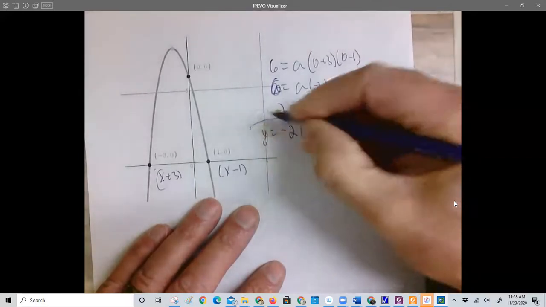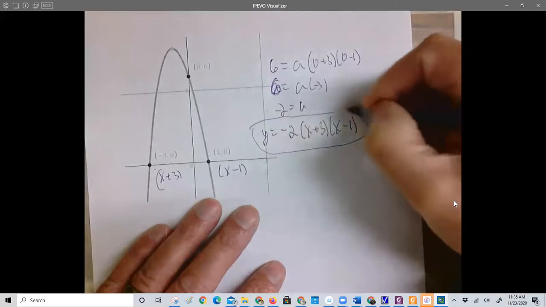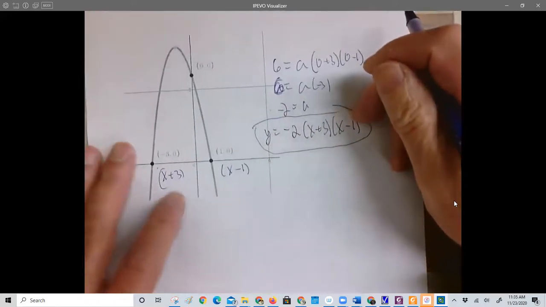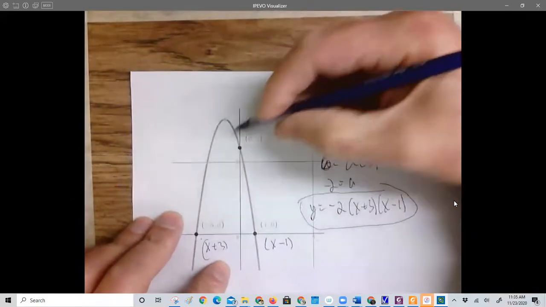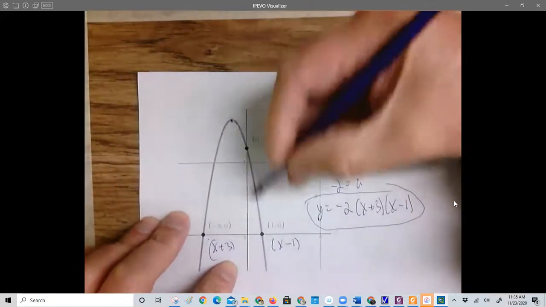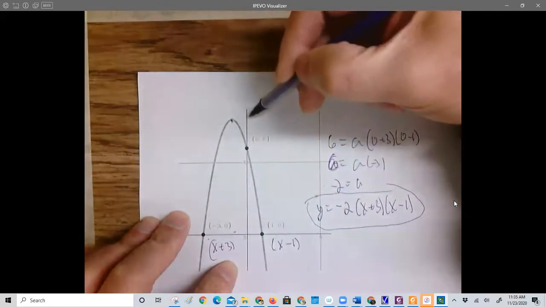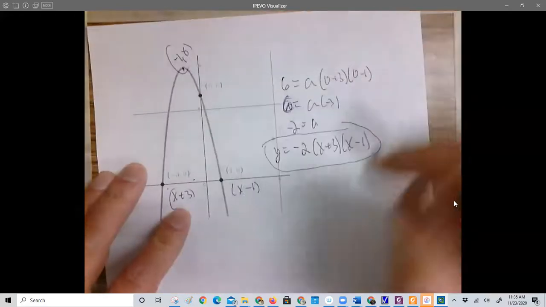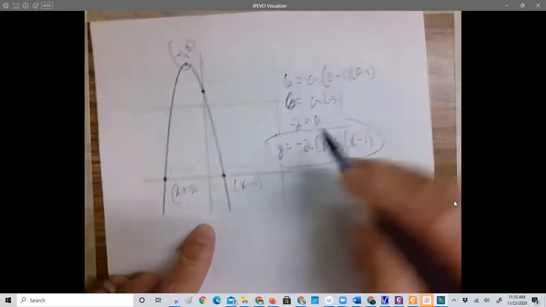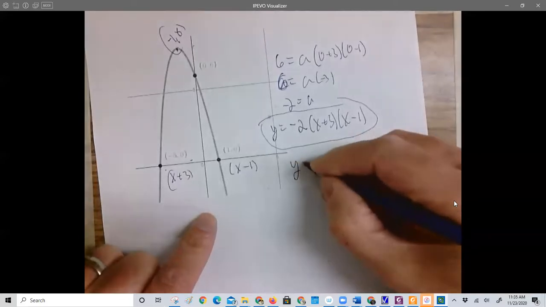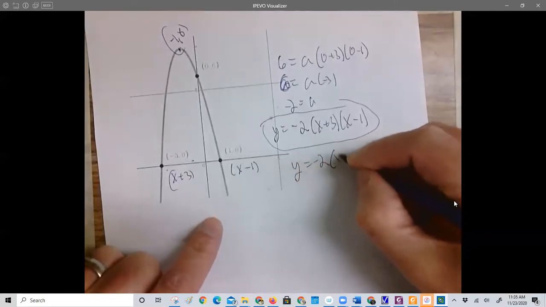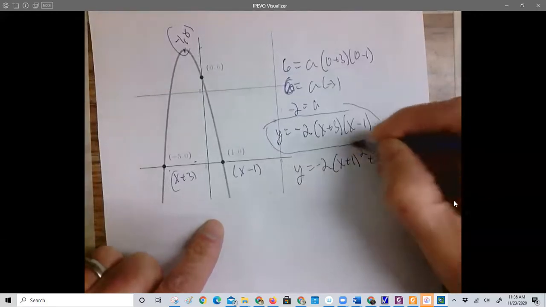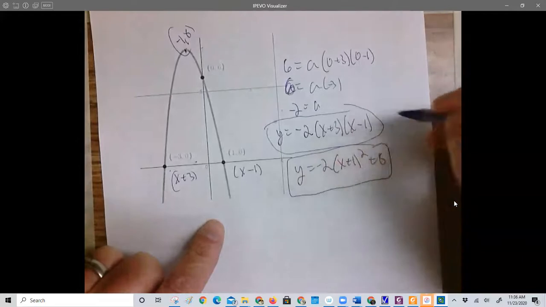So that's not standard form. That's just all of it expanded out. Now, since this graph is so nice, I could say (-1, 8), it looks like. So that's the vertex. I know the leading coefficient's -2. So I could say y equals -2 times x plus 1 squared plus 8. That'd be one way, if you could tell the vertex really clearly.